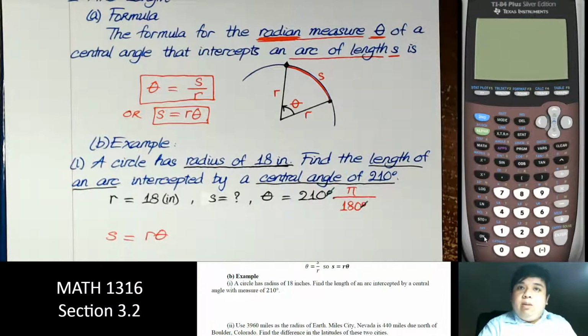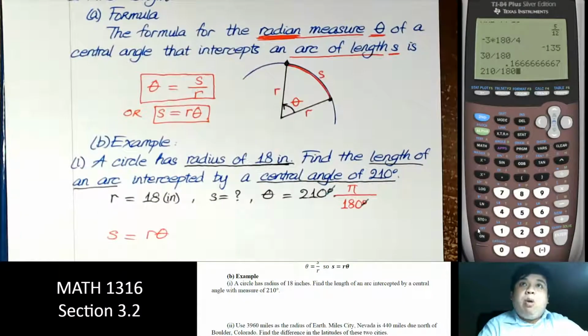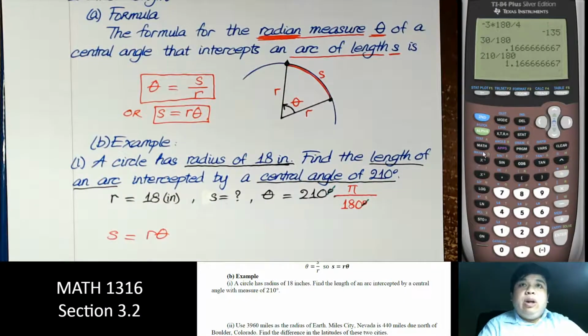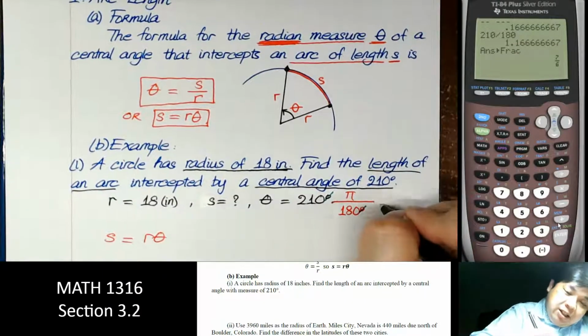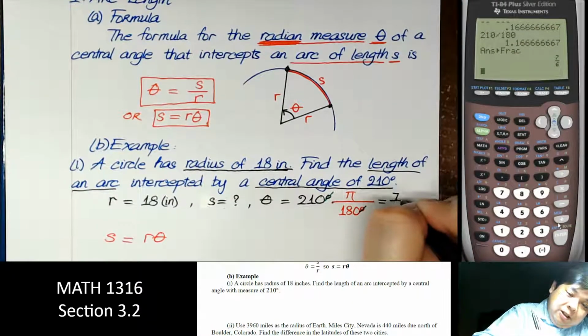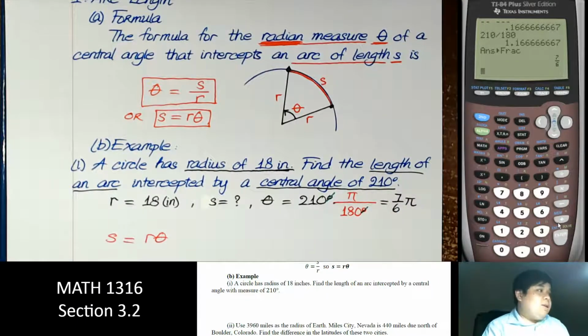So 210 divided by 180. When I do the calculation, I always leave the pi out of it. So 210 divided by 180, I can write it as a fraction, 7/6. And at the end, we stick a pi to it. Right, so we have that.